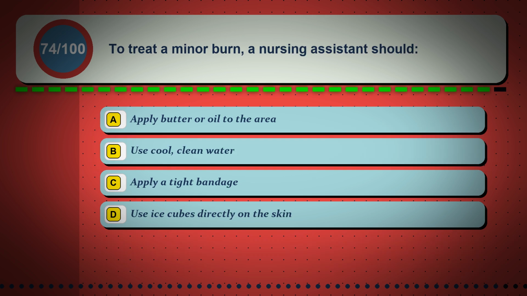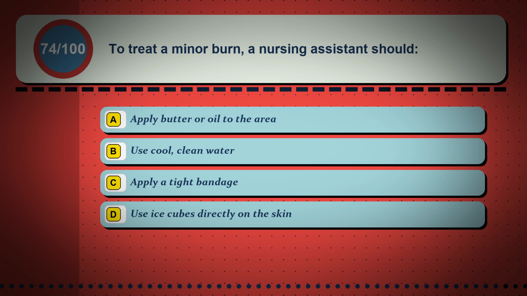Question 74. To treat a minor burn, a nursing assistant should: Option A, apply butter or oil to the area. Option B, use cool, clean water. Option C, apply a tight bandage. Option D, use ice cubes directly on the skin.